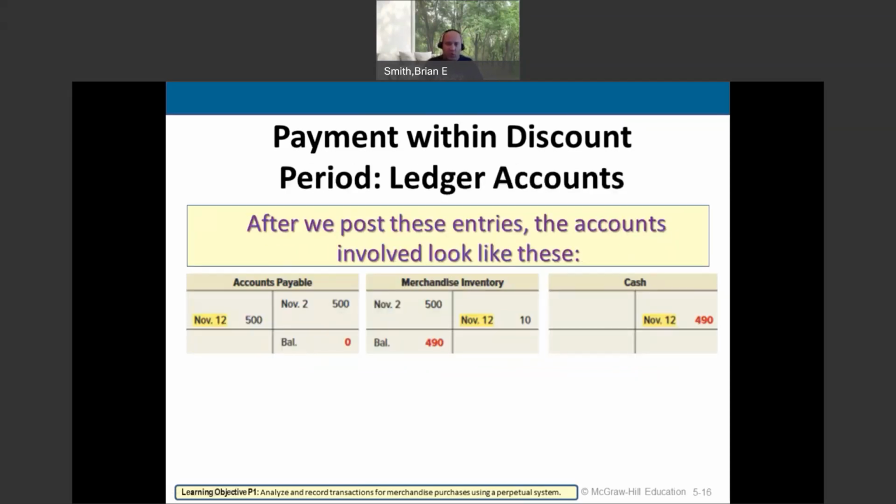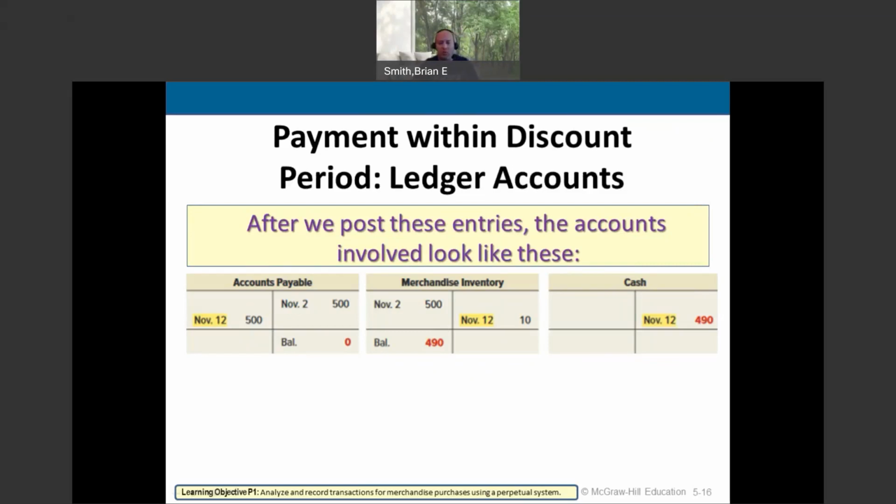Here's the T accounts and what it looks like. First, when we bought it, we owed them $500, and then we debited $500 because we got inventory. Then when we paid them, we got rid of the amount we owed, zero balance. We paid them cash, credited that, and then we've got to reduce our inventory to match what we actually paid for it. That's why we do that.